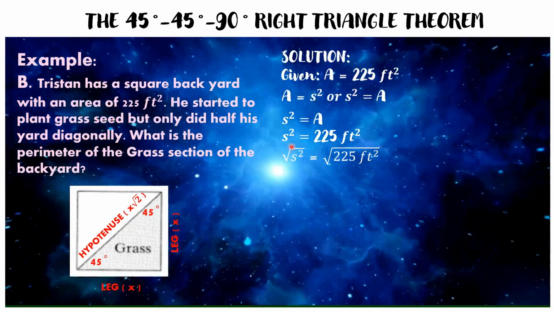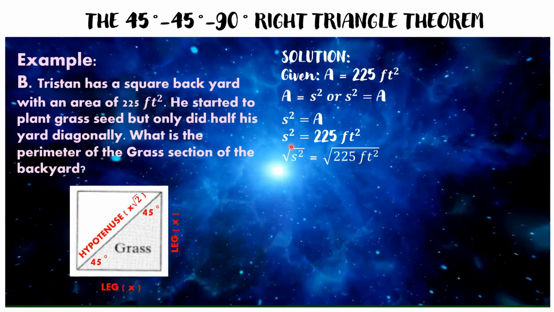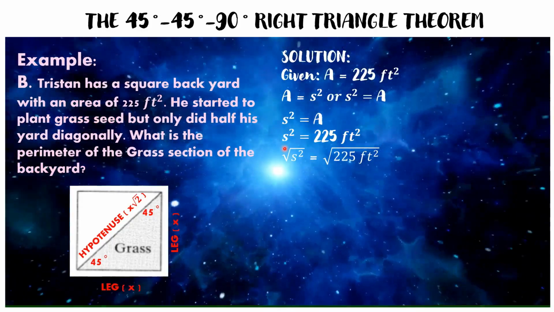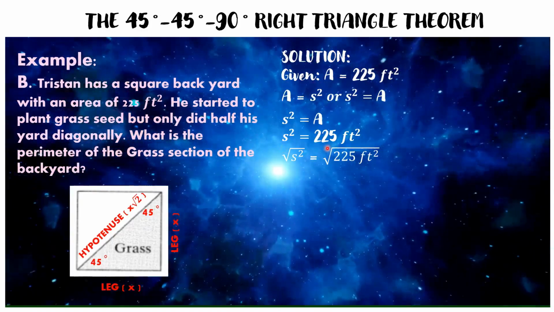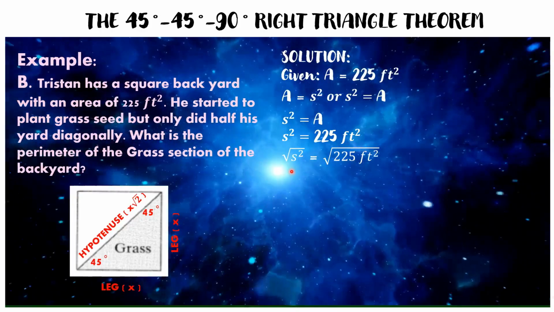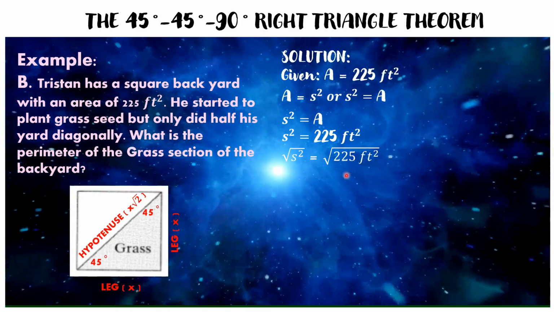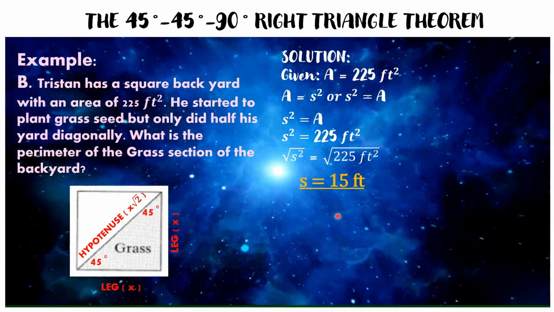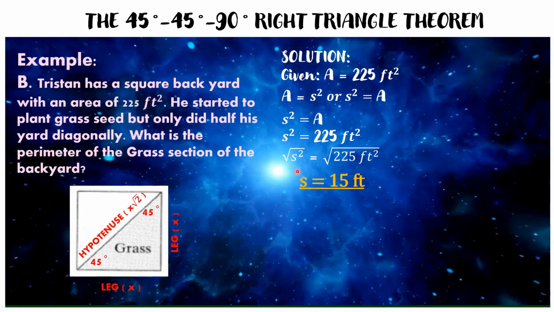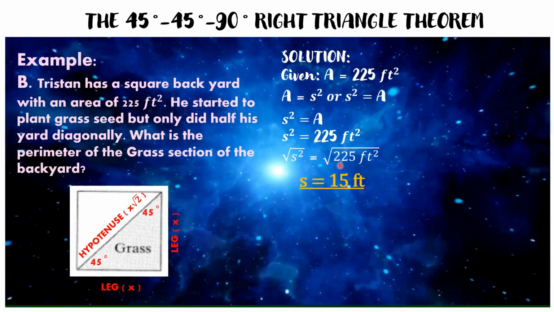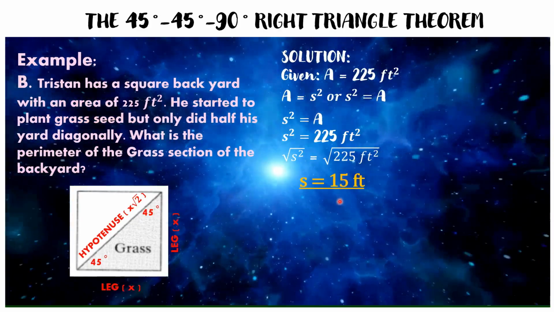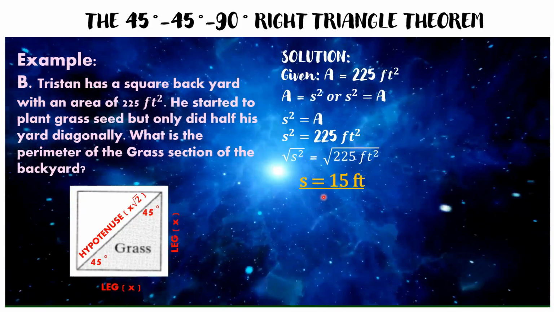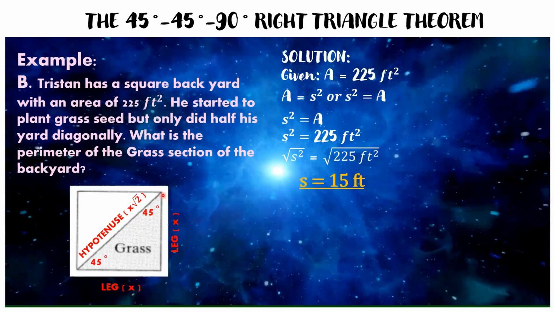And then, para s na lang po ang maiwan dyan, or para makuha natin yung value ni s, kailangan nating kuhanin yung square root ni s squared at square root ni 225. So, meron tayo ditong square root of s squared equals square root of 225 square feet. So, square root po ni s squared ay s, and then square root po ni 225 square feet is 15 feet. Since the length of the sides of the given square is 15.